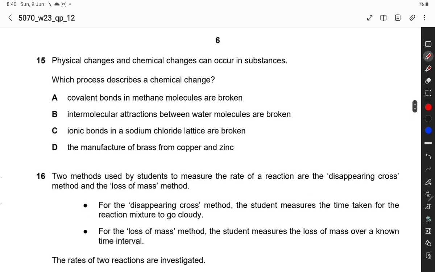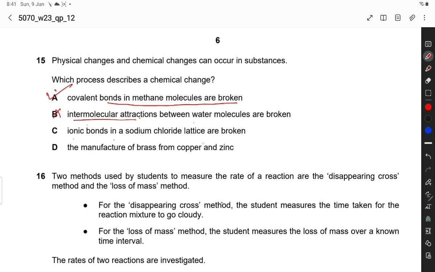Physical changes and chemical changes can occur in a substance. Which process describes a chemical change? Covalent bonds in methane molecules are broken. Yes, this is a chemical change because covalent bonds in methane molecules are broken. This might be correct. Intermolecular attraction between water molecules, no. This is a physical change and not a chemical change.